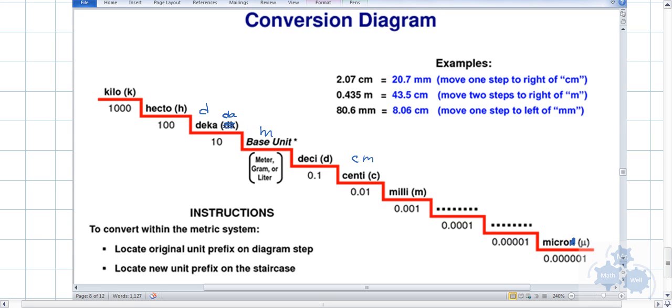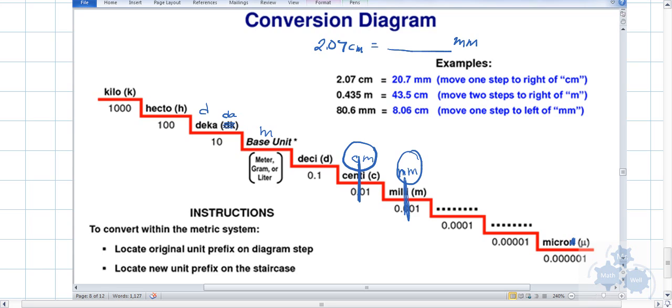Okay, when we have a unit given, like for example, let's use this one, 2.07 centimeters, and the question would be how many millimeters this would be. So, how you do this is you locate the original unit on the staircase. And so the centimeter is actually here, right? So we're on this step right here. What you want to do then is locate where the prefix is of the one you're converting to. And we see that it's right here, right? The millimeter. And here's this step.